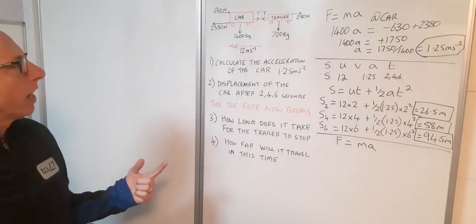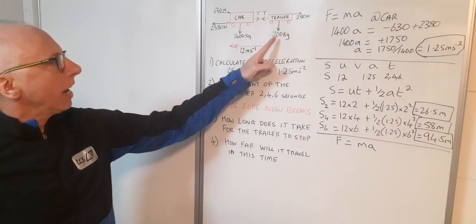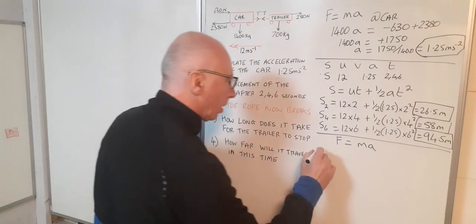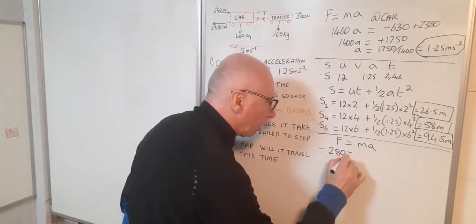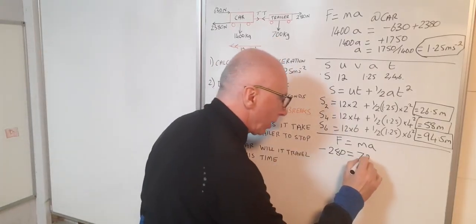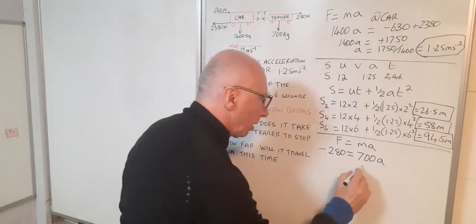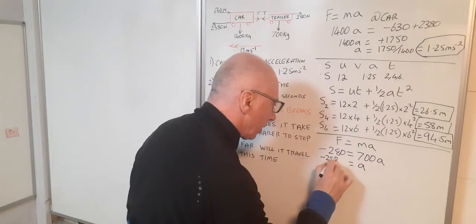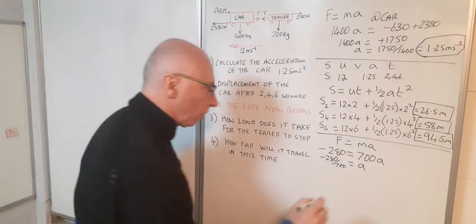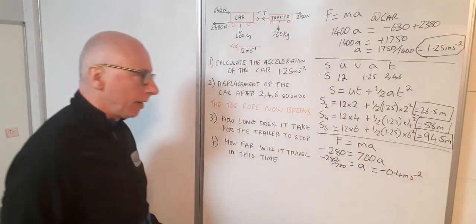Now what's going on at the trailer? Now there's no driving force, but there's a resistance force and the mass. So all we've got here now is a minus 280. So that's minus 280 equals mass times acceleration. So that's mass is 700 and the new acceleration is what we need to find. So now if I divide both sides by 700, so A equals minus 280 over 700. So that should give me minus 0.4 meters per second squared.